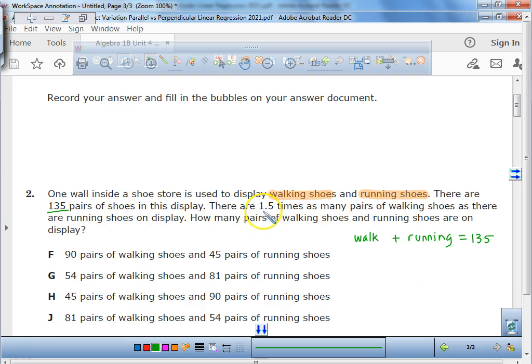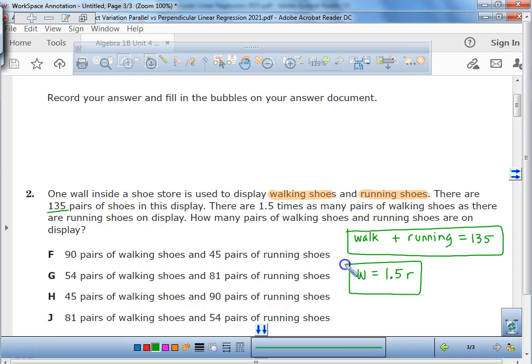Okay. Here's another thing. It says there are 1.5 times as many pairs of walking shoes as there are running shoes. So the walking shoes, there are 1.5 times the number of running shoes. What I'd like you guys to do right now, I'm going to pause the video, and if you're watching this, you can try to do it on your own, see if you can figure out the right answer. I want you guys to find the answer that meets this condition and meets this condition.